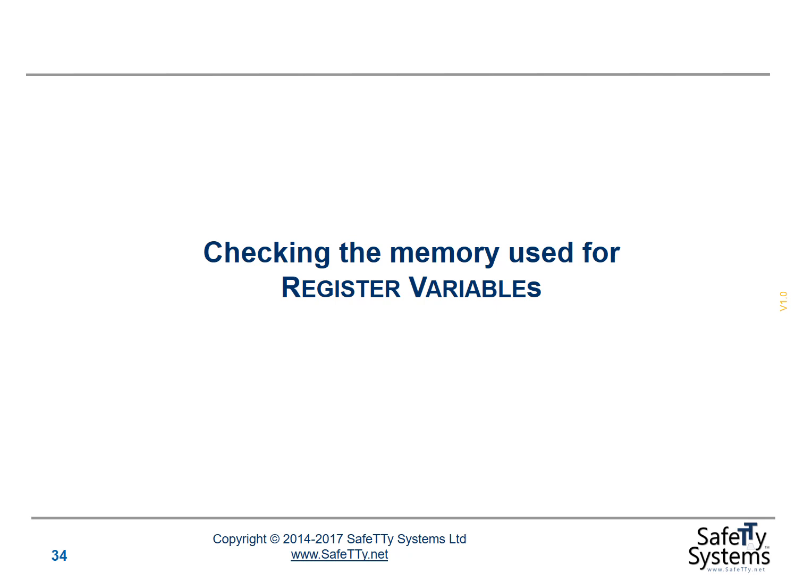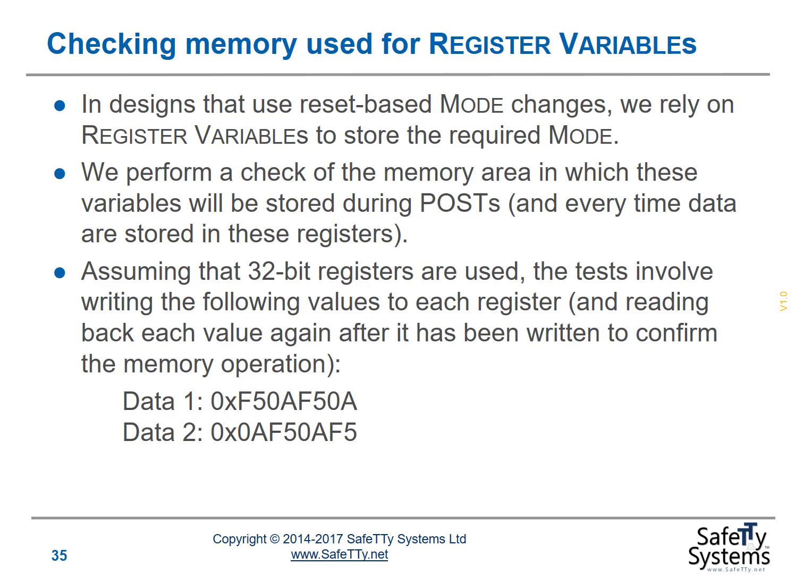We also need to check the memory that's used for what's called in this course register variables. For example, in designs that use reset-based mode changes, we rely on register variables to store the required mode between changes. We need to perform a check of the memory area in which these variables will be stored during power-on self-tests, and usually every time data are stored in these registers. Assuming that 32-bit registers are used, the test will usually involve writing the following values to each register and reading back each value again after it has been written to confirm the memory operation.